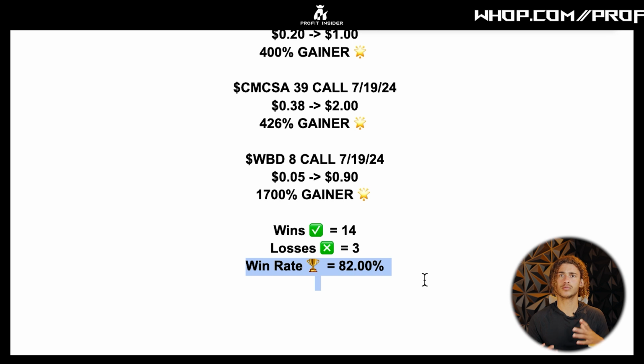And just to give you guys a rule of thumb of what's a good win rate and what's not, 60% is a really good win rate. If you have a 60% win rate, that is a great win rate, even if you have a 55% win rate. So an 82% win rate is really good.